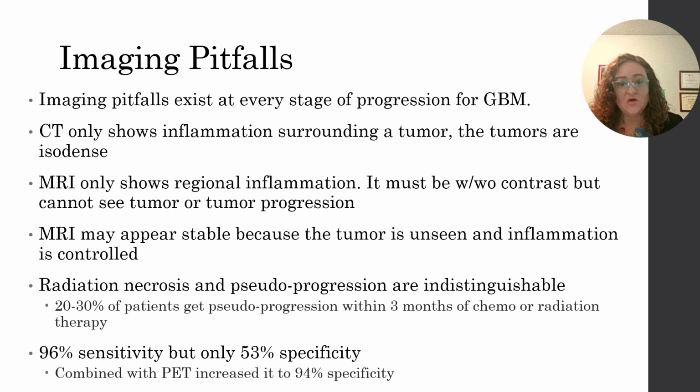One downfall of MRI also is distinguishing between radiation necrosis and pseudoprogression. So you see these changes on the MRI that are brought on from the radiation therapy, or it looks like pseudoprogression because it's inflammation. And so you can get a lot of false negative and false positive results where it's just not reliable.